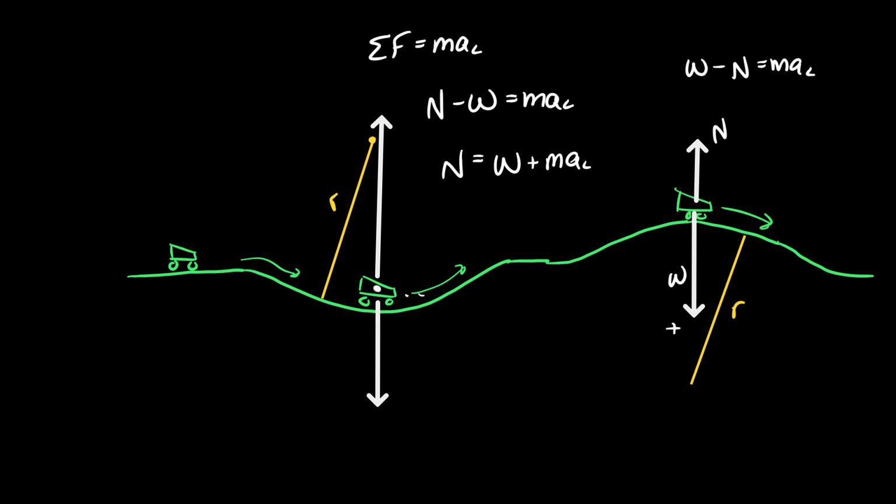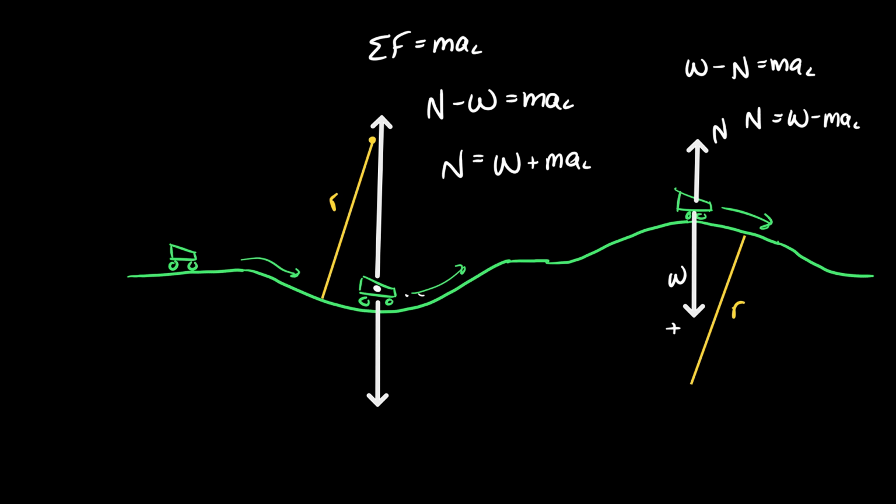But we also can do the reverse. Let's solve the one on the right for normal force. When I solve the one on the right for normal force, I get weight minus m a c. Is it clear the normal force is going to get smaller? The faster you go, the smaller it can get until it reaches zero. When it reaches zero, you're no longer in contact with the chair.